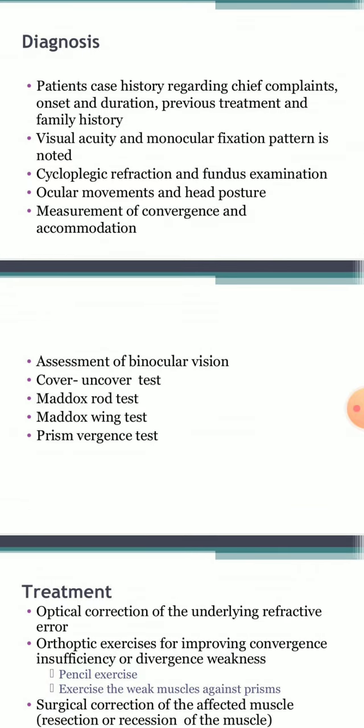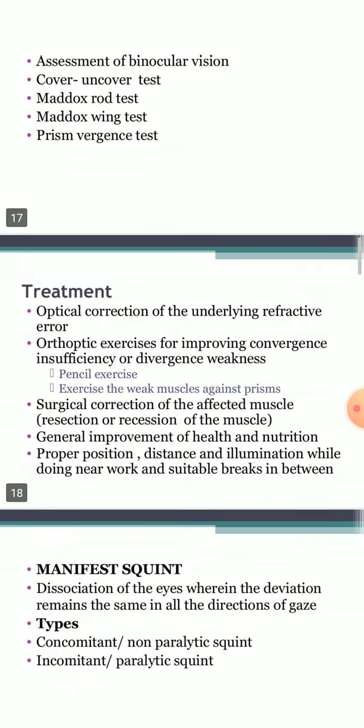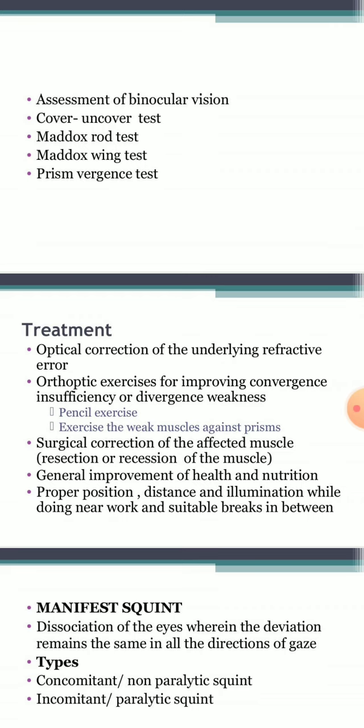Diagnosis: patient's history regarding chief complaint, onset and duration, previous treatment and family history. Visual acuity, macular function. Cycloplegic refraction and fundus examination, ocular movement and head posture, measurement of convergence and accommodation. Assessment of binocular vision: cover-uncover test, Maddox rod test, Maddox wing test, prism convergence.